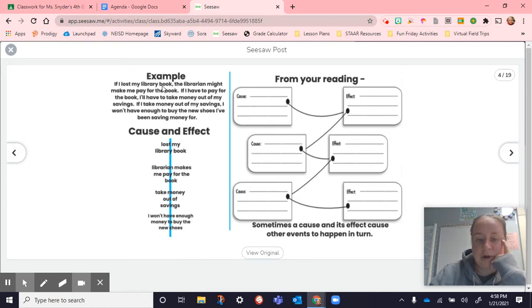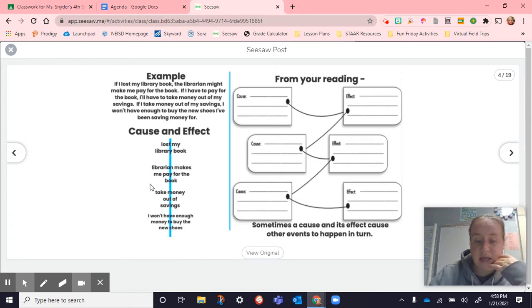If I lost my library book, the librarian might make me pay for the book. If I have to pay for the book, I'll have to take money out of my savings. If I take money out of my savings, I won't have enough to buy the new shoes I've been saving money for. So here, I lost my library book. That's my cause. What did that cause me to do? What was the effect of that? I had to pay the librarian money. Well, I don't have money to pay her. So what was the cause?